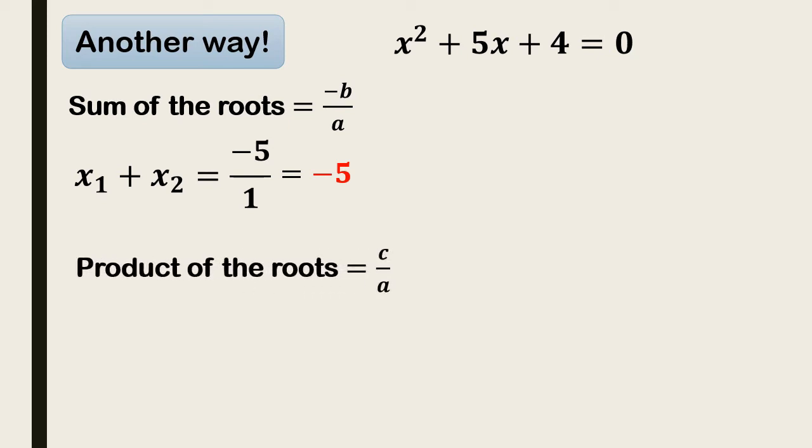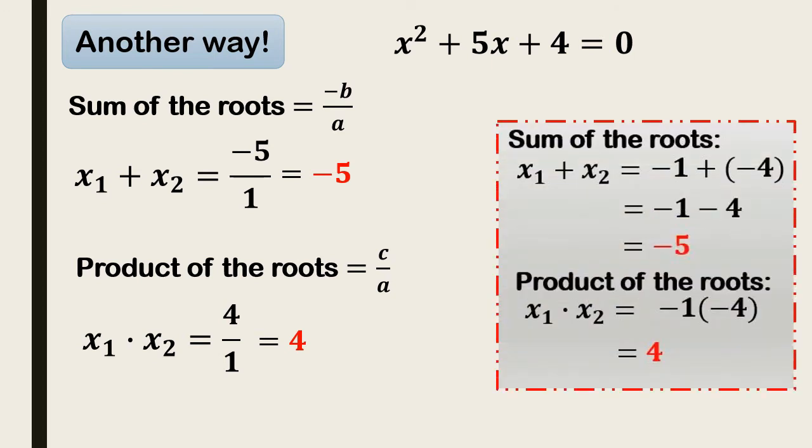Next, product of the roots. So, the formula that we can use for the product of the roots is c over a. Now, let's solve the product of the roots. Substitute the value for c and a. So, we have here x sub 1 times x sub 2 equals 4, which is the last term, and 1, which is the first term. So, 4 divided by 1, the answer is equal to 4. Therefore, the sum of the roots and the product of the roots of the quadratic equation x squared plus 5x plus 4 equals 0 are negative 5 and positive 4.